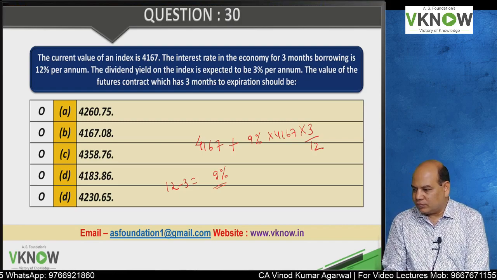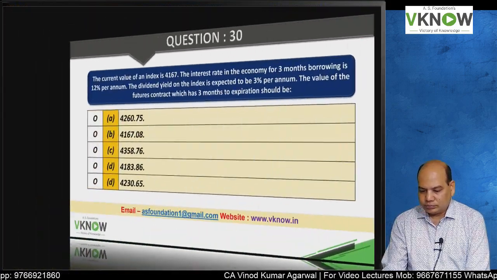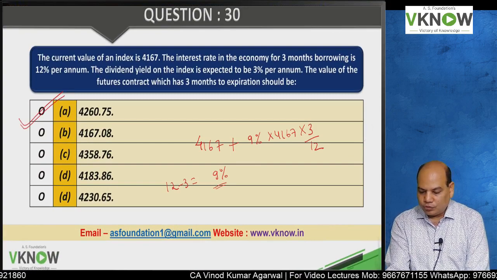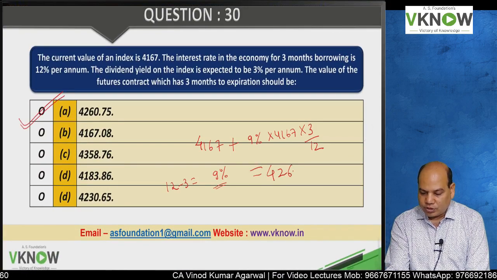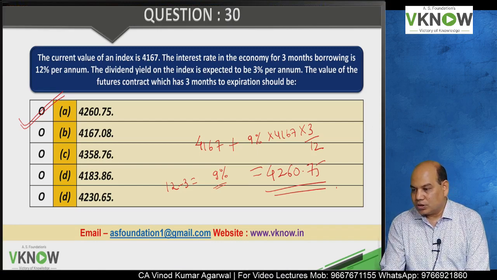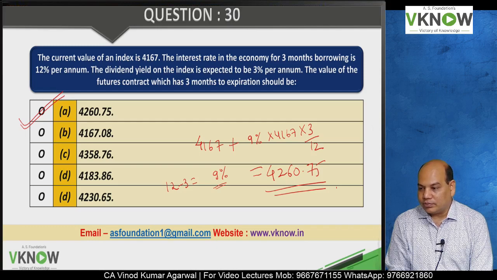What is the answer? One student is saying A. Okay, A is right. Option A is right. If you solve this, you will get 4260.75. Am I right? So this itself can be a 4-mark question without options in the exam.